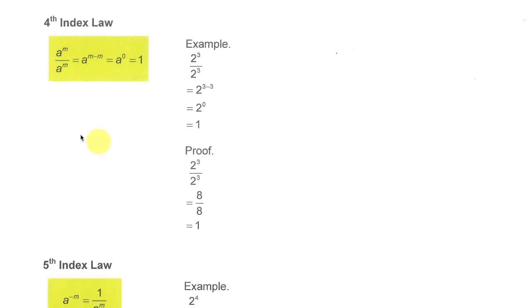Fourth index law. a to the power of m divided by a to the power of m will become a to the power of m minus m. So that's from the previous index law, which of course will give us a to the power of 0, and that will equal 1.